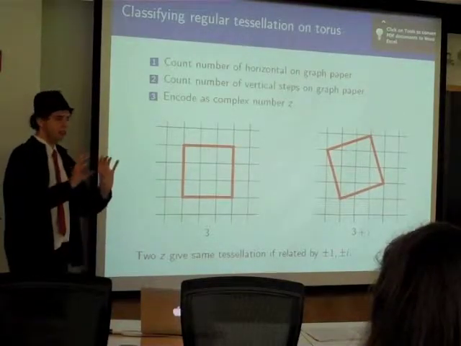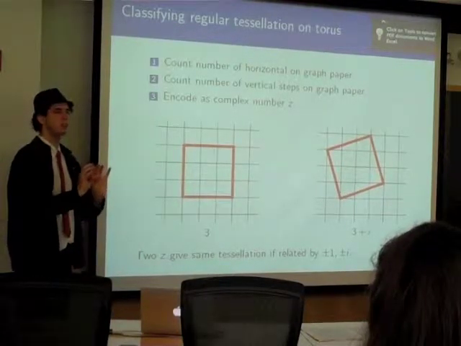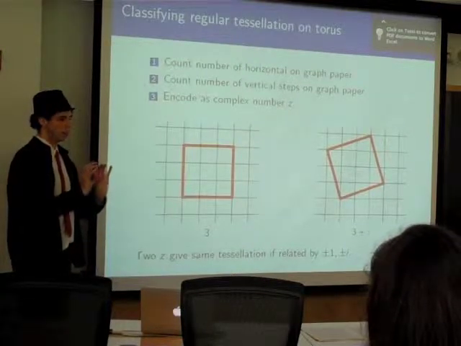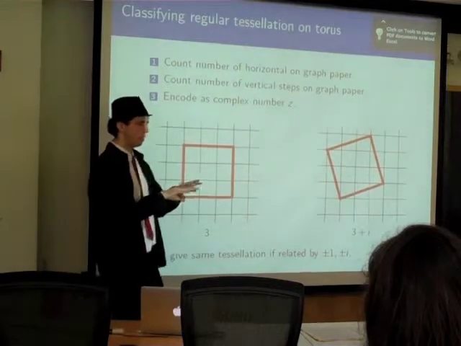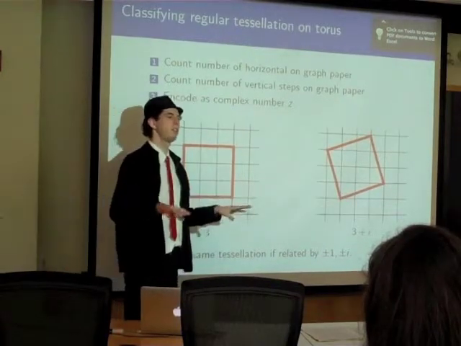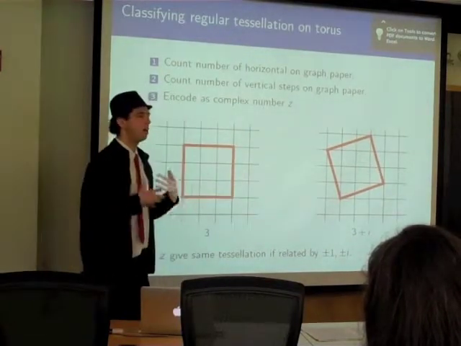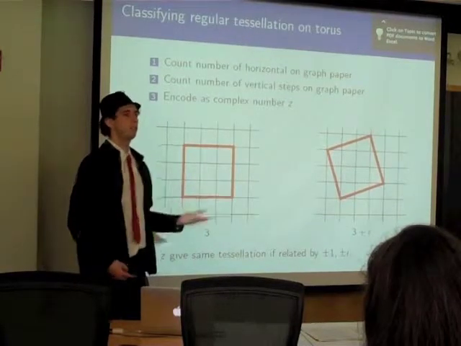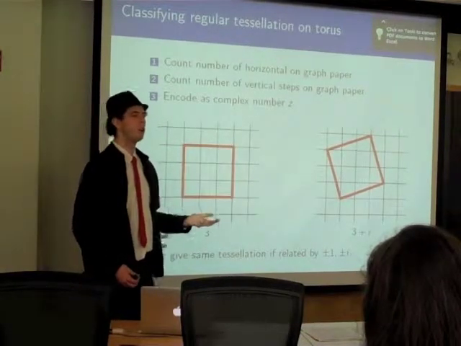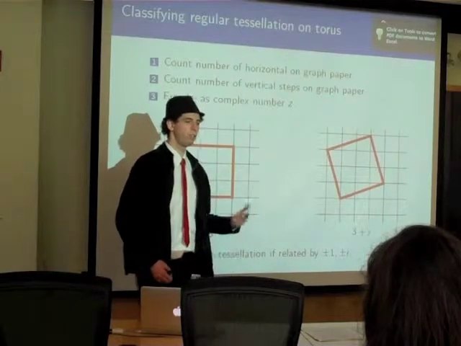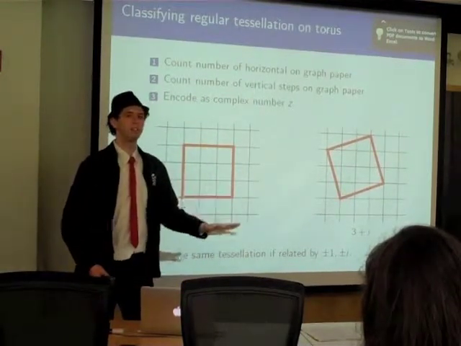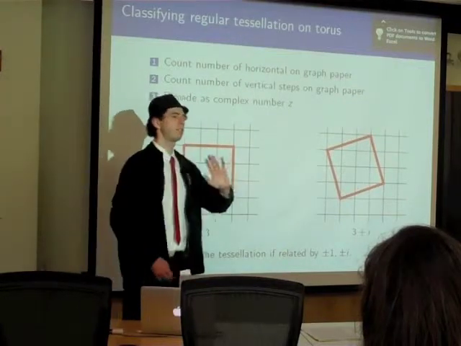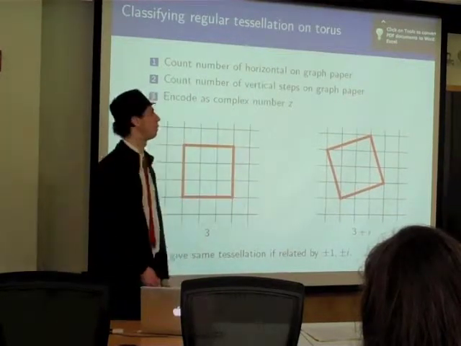Now that you understand how to take a graph paper and how to turn it into a tessellation of a torus, we can actually turn this into a classification. So we can classify all regular tessellations of the torus by squares. And actually there are 2 more families of regular tessellations which work analogously. And then we have classified all regular tessellations of the torus.